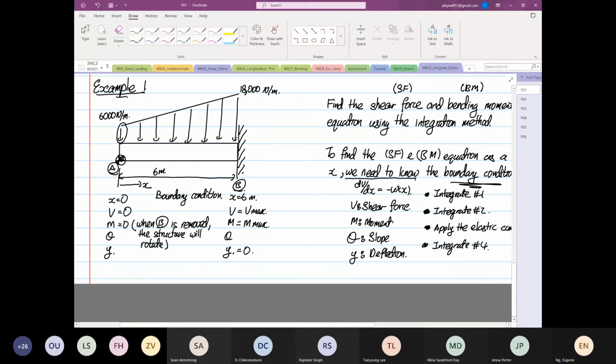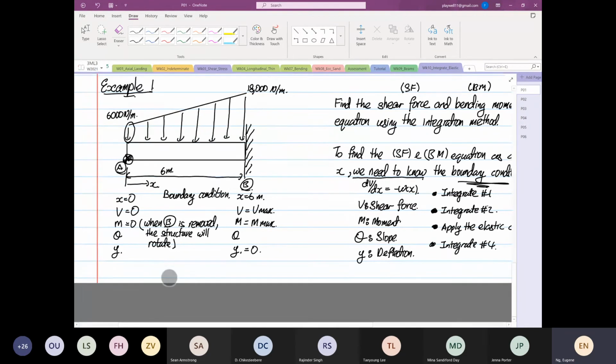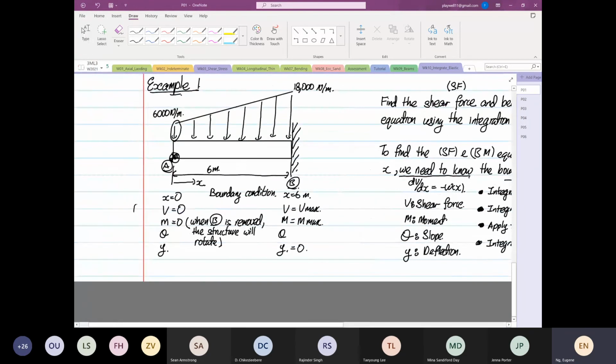So what we have done is we have formed boundary conditions. So this is boundary condition number 1, and this is boundary condition number 2. So boundary conditions are at specific points where you know the values. It does not need to be 0. Sometimes it can be a magnitude. So now, why is strength of material more difficult?